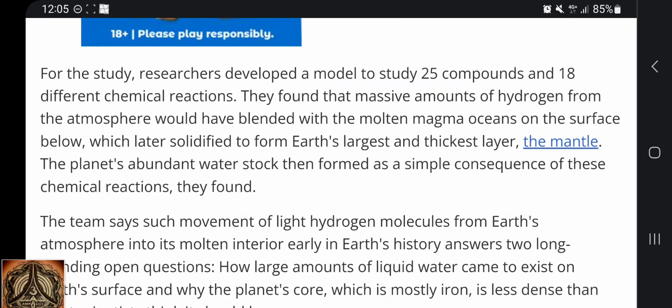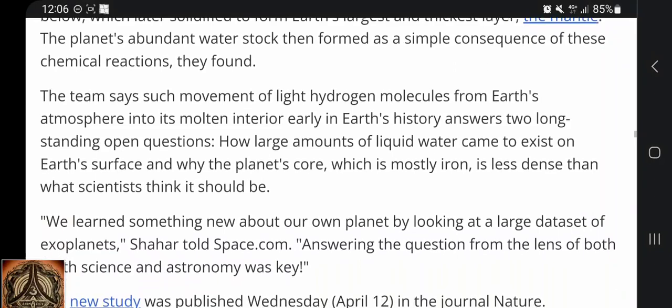Yes, transmutation of the elements. The planet's abundant water stock then formed as a simple consequence of these chemical reactions, they found. Yeah, powered by the Birkeland current.